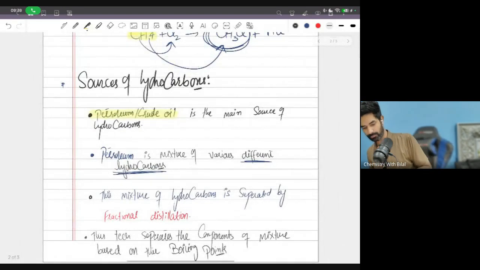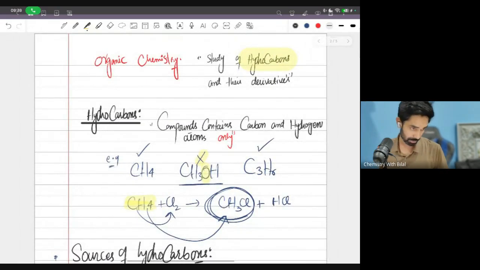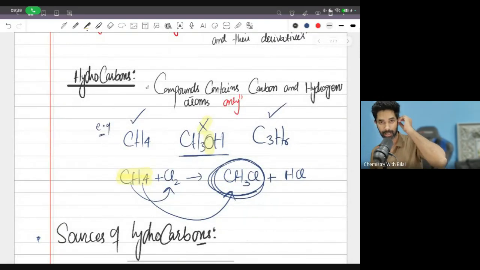I want everyone to revise, starting with organic chemistry, the study of hydrocarbons and their derivatives. So what are hydrocarbons? They are the compounds that contain carbon and hydrogen atoms only.